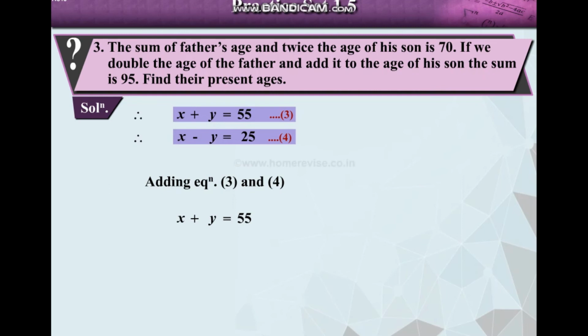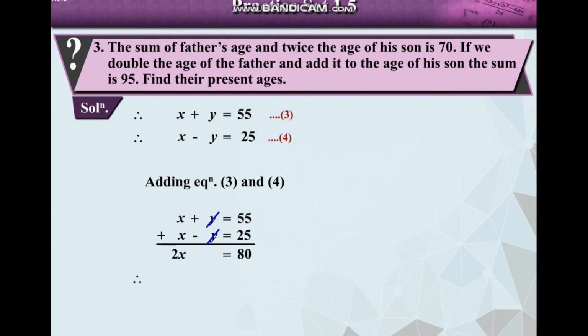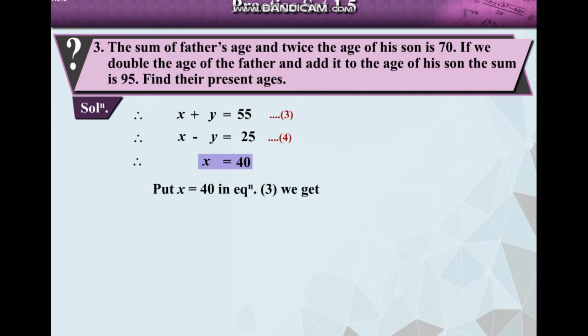x + y = 55, plus x - y = 25. We get 2x = 80. Therefore, x = 40. Put x = 40 in equation 3.